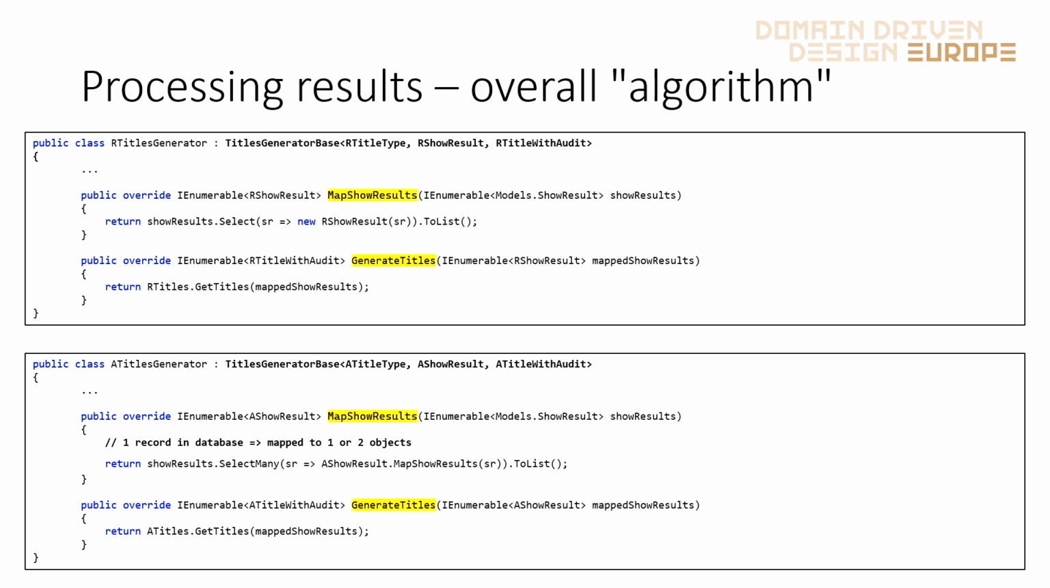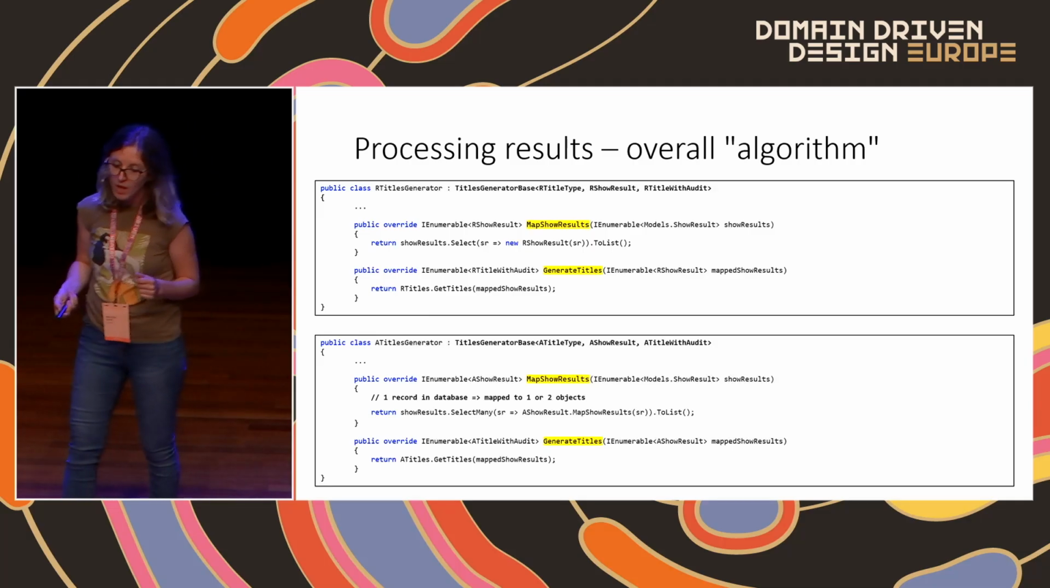And then each program would have its own derived class for generator, where they would implement those abstract methods. And you can see here in the A program, one thing I wanted to highlight. In this case, we had a situation where one record in the database should be mapped to one or two objects in memory, right? So it was really very flexible, and we could do a lot of program-specific stuff using those methods.